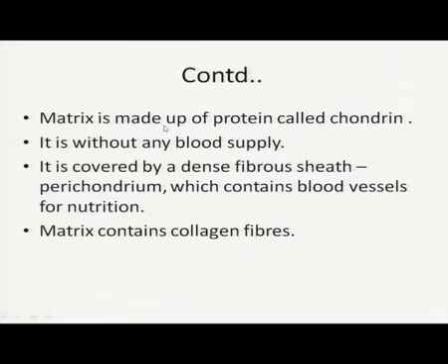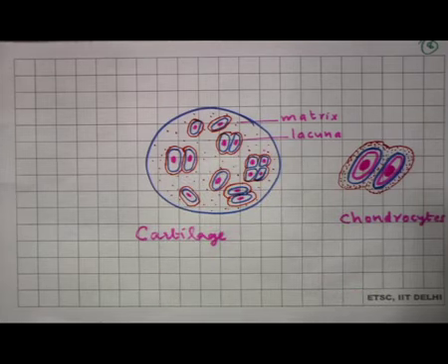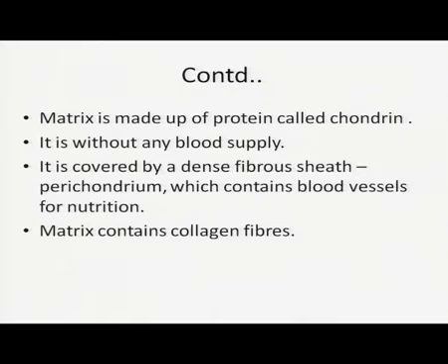Now, regarding its matrix, the fluid matrix is made up of a protein known as chondrin. You know already the protein that makes the matrix of bone, that is ossein. Here it is chondrin. Chondra refers to cartilage. The matrix is without any blood supply. It is covered by a dense fibrous sheath. As in the case of bone, here also it is covered externally by a dense fibrous sheath, known as perichondrium. There it was periosteum, which contains blood vessels, and these blood vessels provide nourishment to the cartilage tissues. The matrix contains fibers, that is the collagen fibers or white fibers.